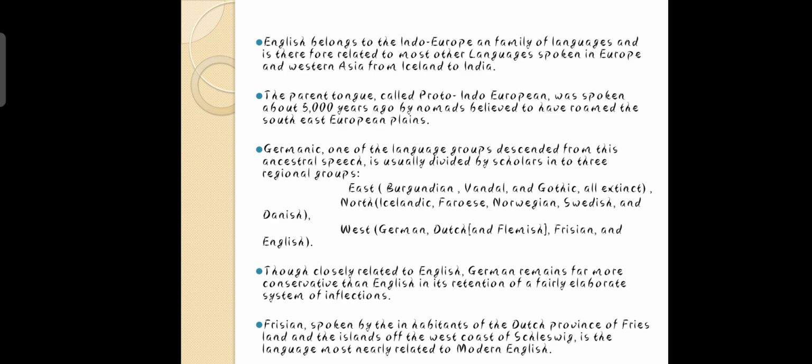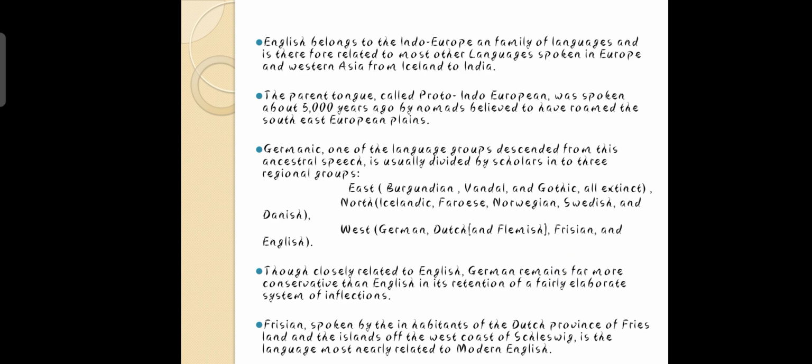English belongs to the Indo-European family of languages and is therefore related to most other languages spoken in Europe and Western Asia, from Iceland to India. The parent tongue, called Proto-Indo-European, was spoken about 5,000 years ago by people believed to have roamed the Southeast European plains. Germanic, one of the language groups descended from this ancestral speech, is usually divided by scholars into three regional groups: East, North, West.